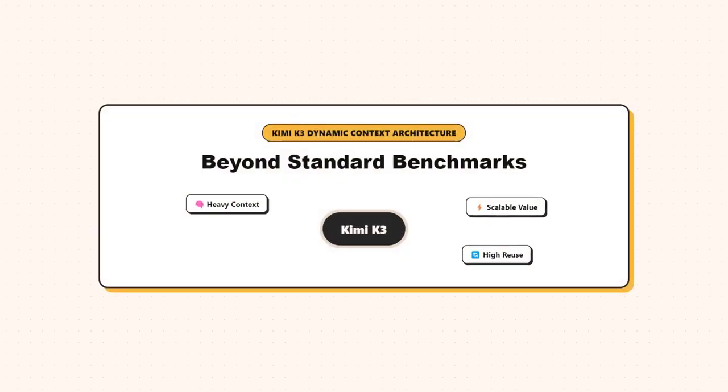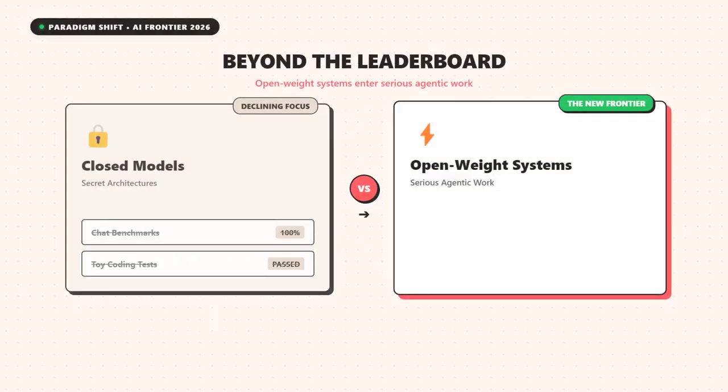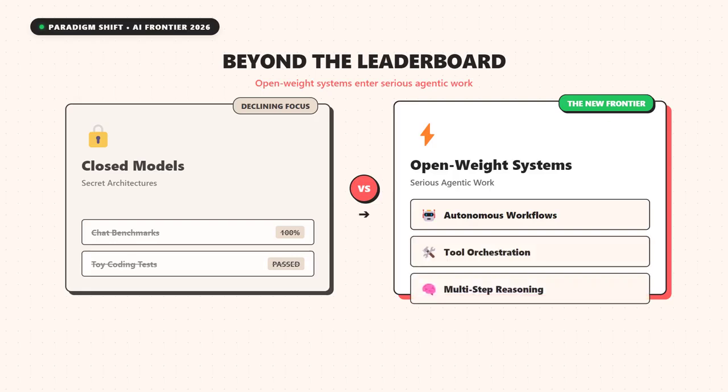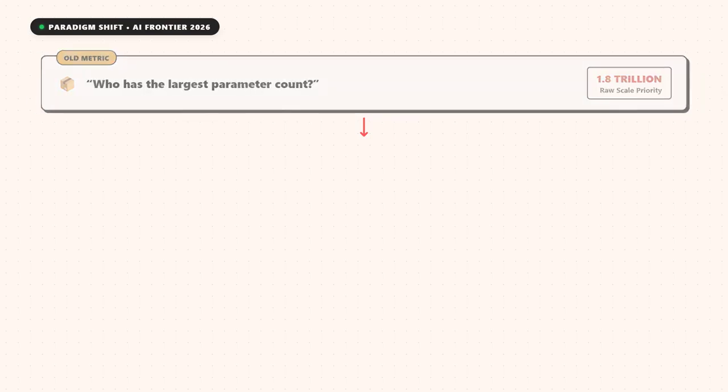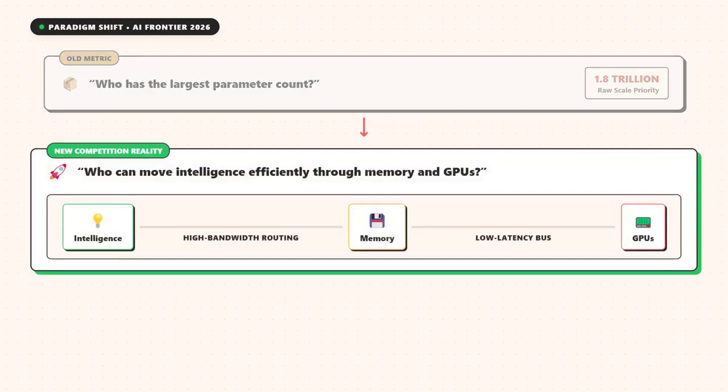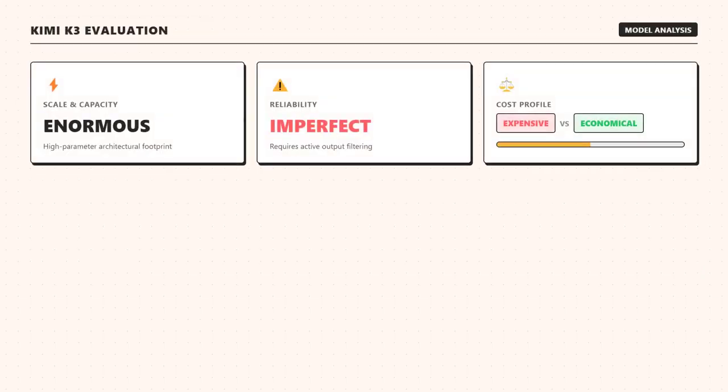And the wider significance of Kimi K3 goes beyond one leaderboard. The frontier is no longer moving only through closed models with secret architectures. Open-weight systems are beginning to compete on serious agent work, not just chat benchmarks and small coding tests. And the competition is shifting away from a simple question like, who has the largest parameter count? The new question is, who can make intelligence move efficiently through memory, GPUs, tools, and long-running workflows?